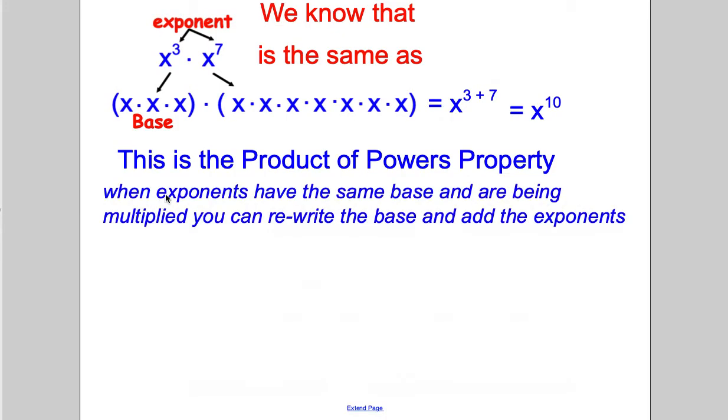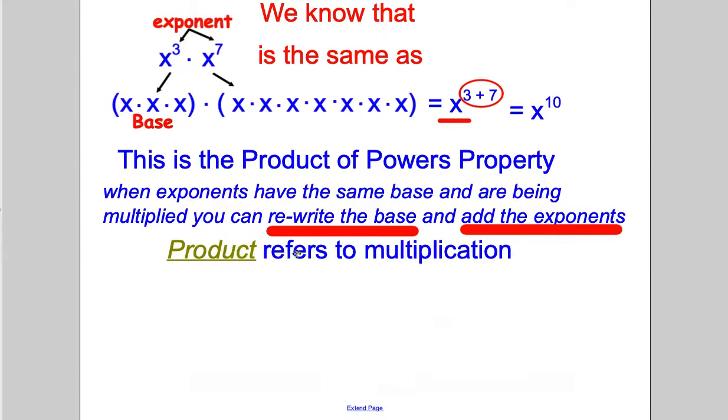And really what the product of powers property means is that when exponents have the same base and are being multiplied, you can just rewrite the base and add the exponents. You need to remember though what that word product means. Product refers to multiplication. So if you have two bases, the same base, being multiplied together, you are finding their product. That's multiplication. But what if you're talking about finding the quotient?